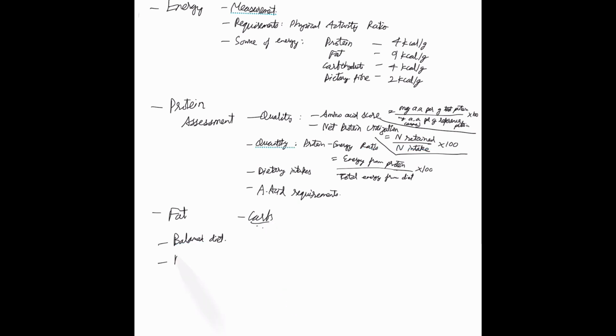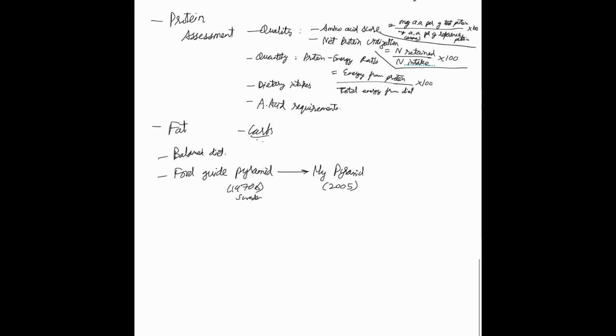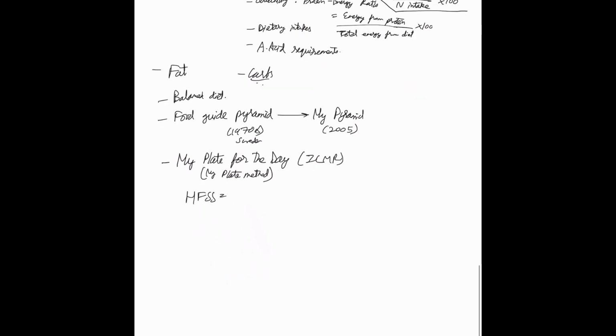Then there are two tables showing the dietary requirements of fats and carbohydrates. And then we move on to discuss the concept of a balanced diet. And then the food guide pyramid, which was started in the 1970s in Sweden, which has gradually evolved into something called My Pyramid in 2005, which basically shows the profile of a balanced diet.